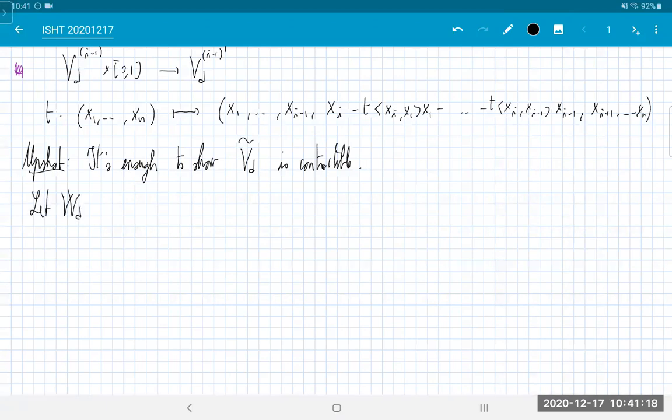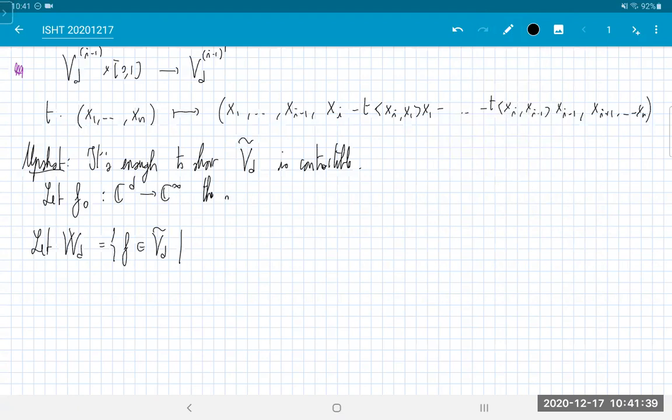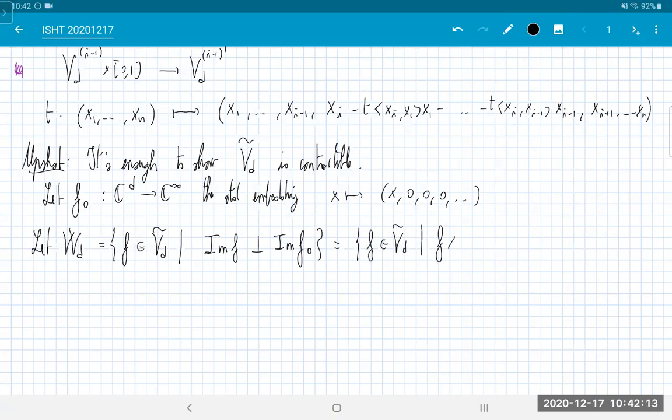Let W_d be the subspace of the f tilde such that, I need a name first. So let f_0 tilde be the standard embedding, sending e_1 to e_1, e_2 to e_2, etc., sending x to (x, 0, 0, 0, ...). Then W_d is all the f such that the image of f is orthogonal to the image of f_0, or said differently, all the embeddings such that f(x) is zero on the first d coordinates.